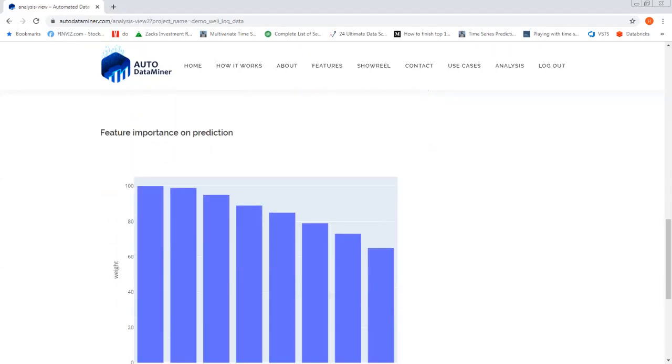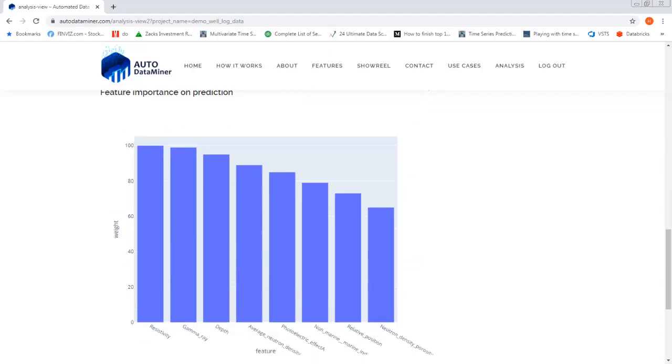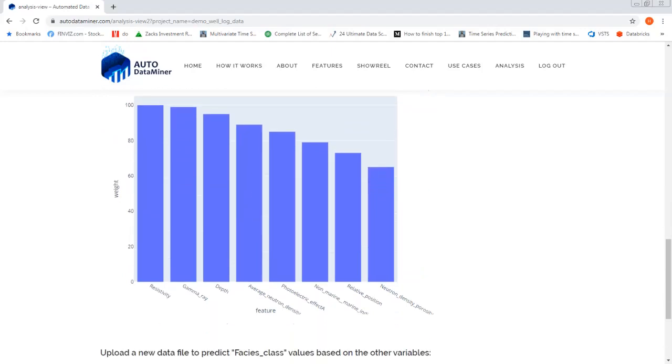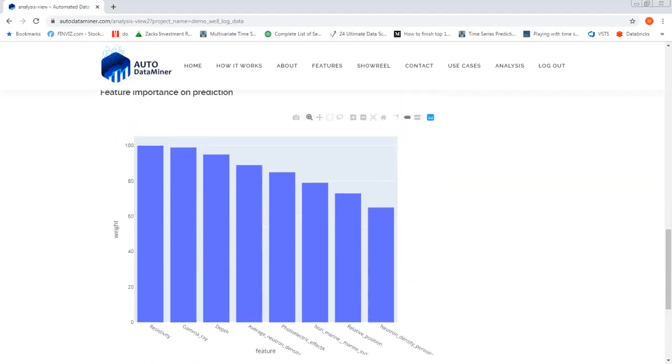So the last plot here is a very interesting plot. It's talking about feature importance and prediction. Which columns are more important when you're trying to predict a Facies class. You can see, for example, resistivity is the first one, gamma ray is the second one, and depth is the third one. So you see how important those features are when you're trying to predict the Facies class.